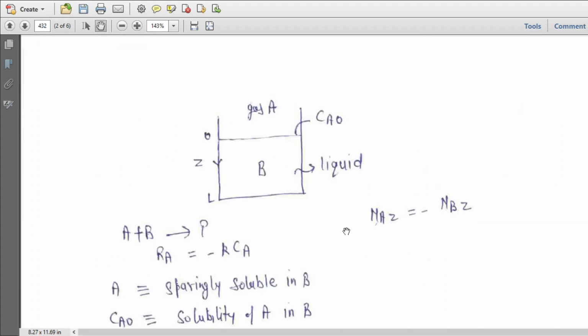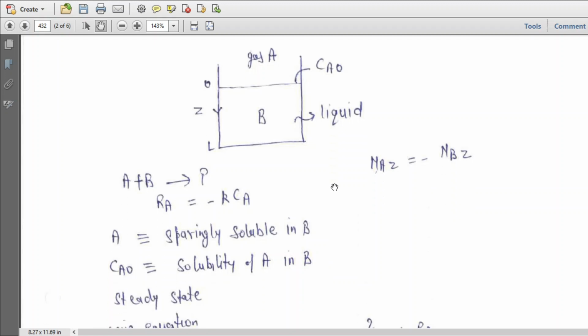So this is the problem statement here. You have a gas A which is diffusing into the liquid B, which is filled inside the container of length L. At the gas liquid interface at Z equal to 0, the concentration of gas is CA0 all the time.